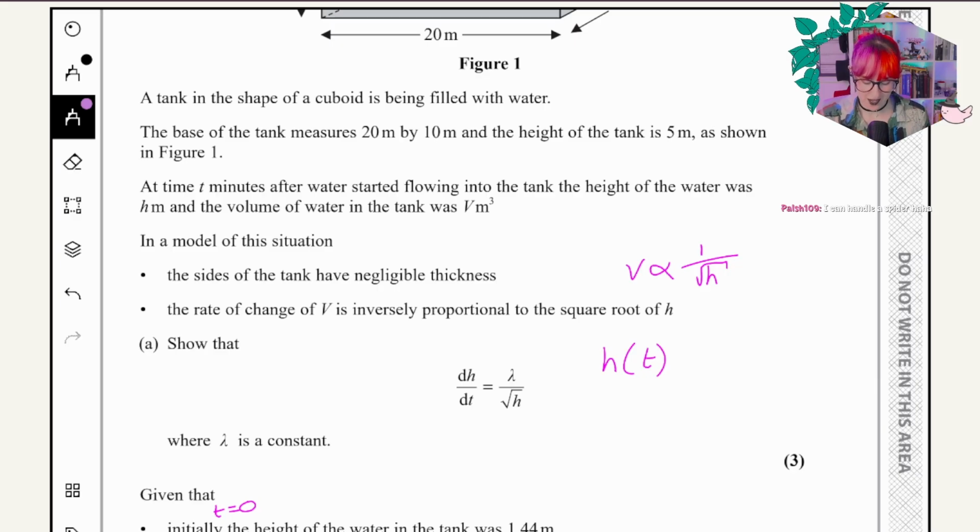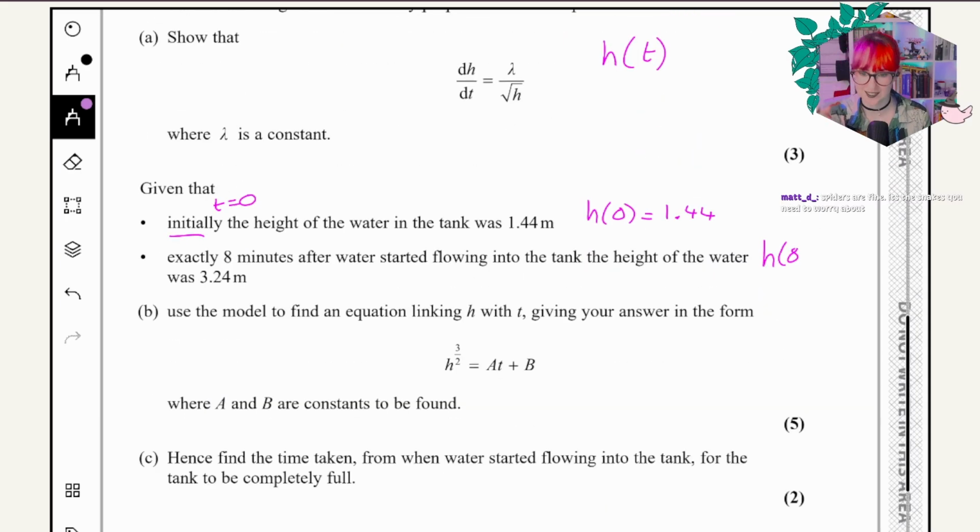Yeah, so we're going to have the height as a function of time. So h at 0 is 1.44, and h of 8 is, that's off the screen. Apologies, my screen is ever so slightly taller. h of 8 is 3.24. So we have two different values of t and two different values of h that we compare together.